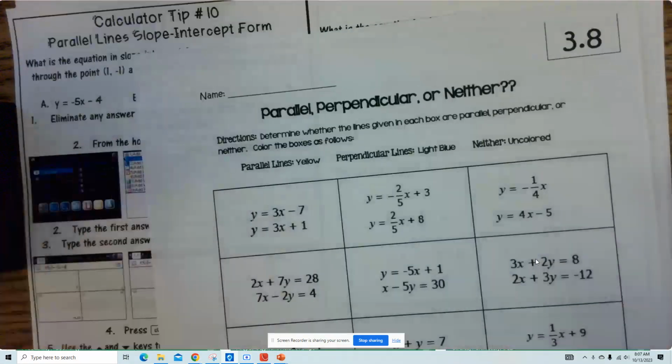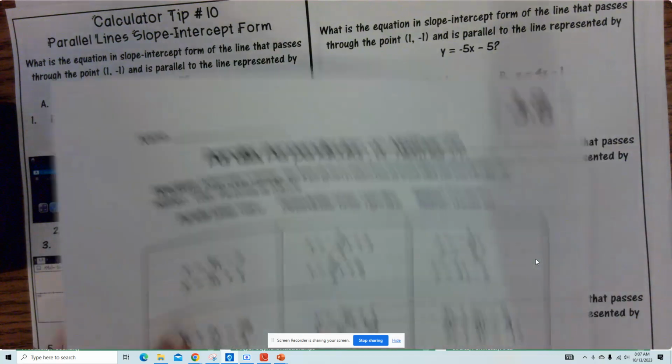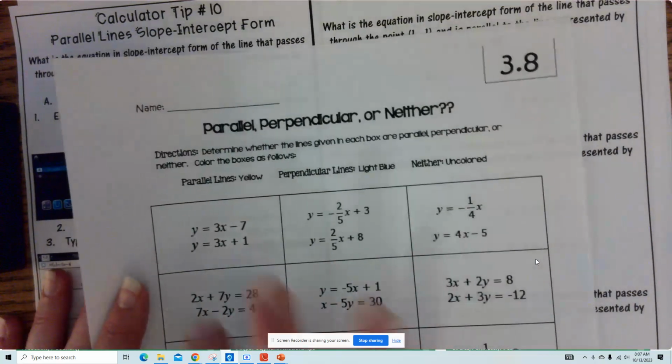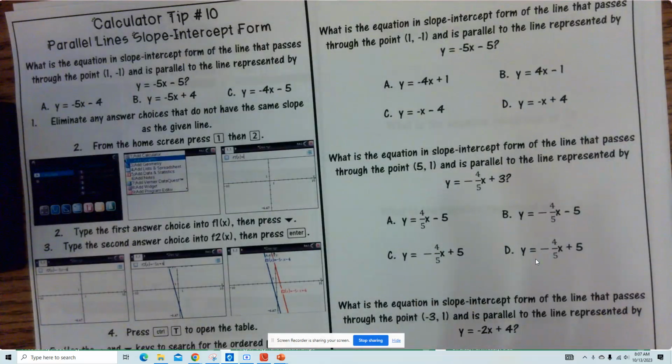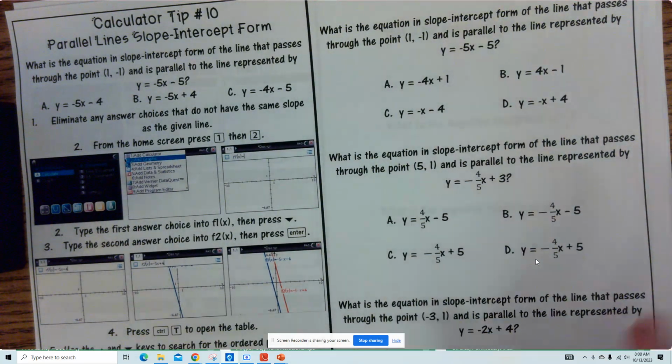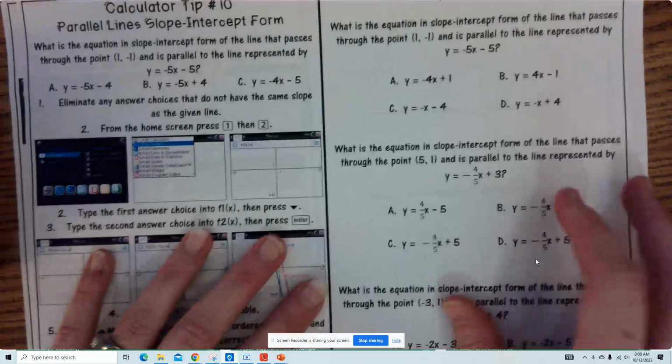Okay, this video is for the 3.8 homework, but we're going to start with the calculator tips. So we're still doing parallel and perpendicular lines today. Now we're looking at more than just horizontal and vertical, though. So there is a calculator hack if they're multiple choice.